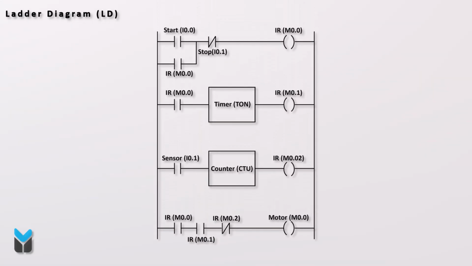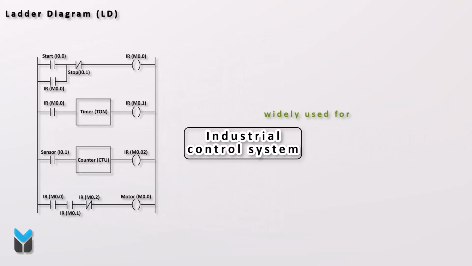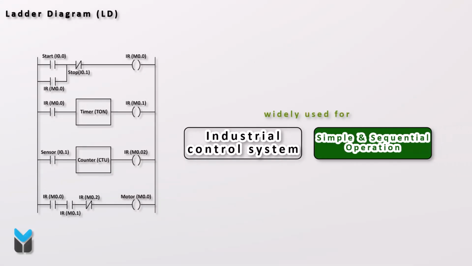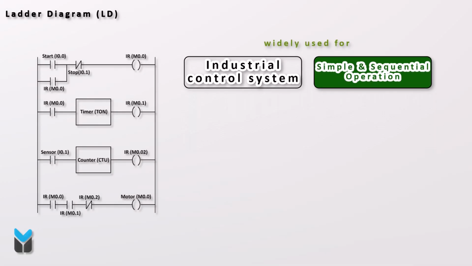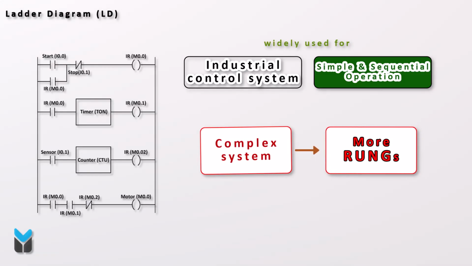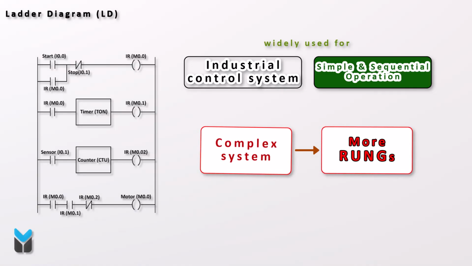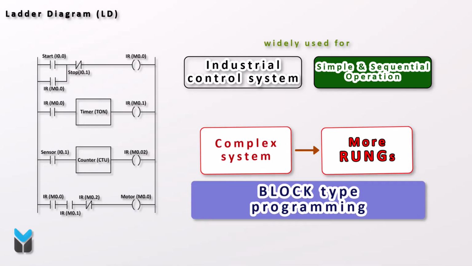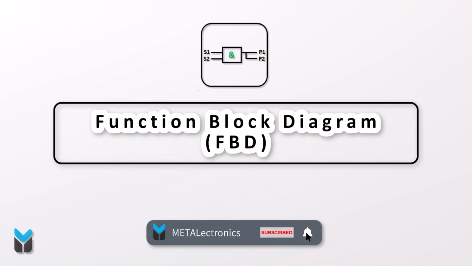Ladder diagram is widely used in industrial control systems, especially for simple and sequential operations. But as the system becomes more complex, with many rungs and conditions, it becomes harder to read and manage. To address this, we use a block-type programming approach, where logic is organized using functional blocks. Let's move to function block diagram.